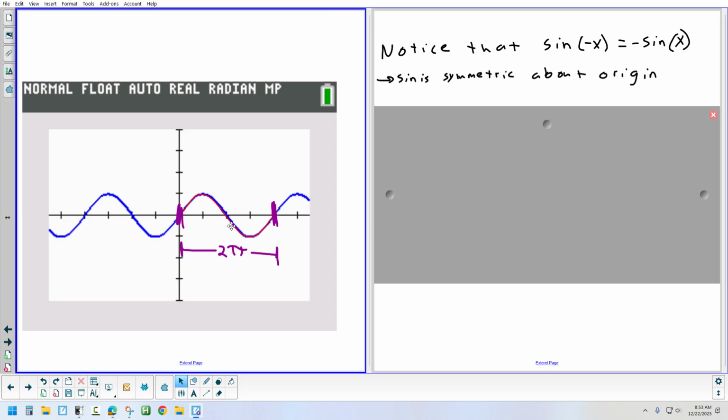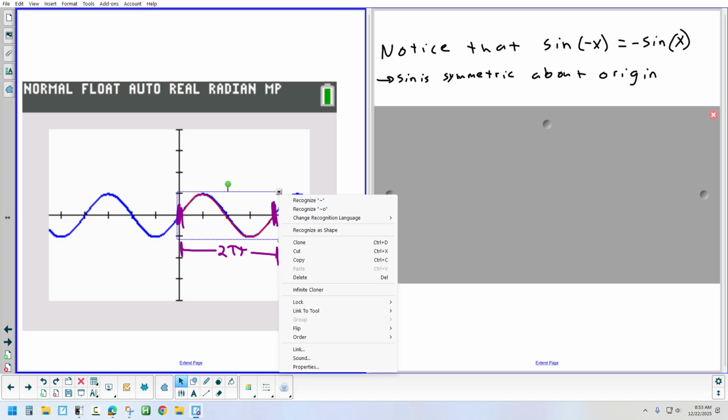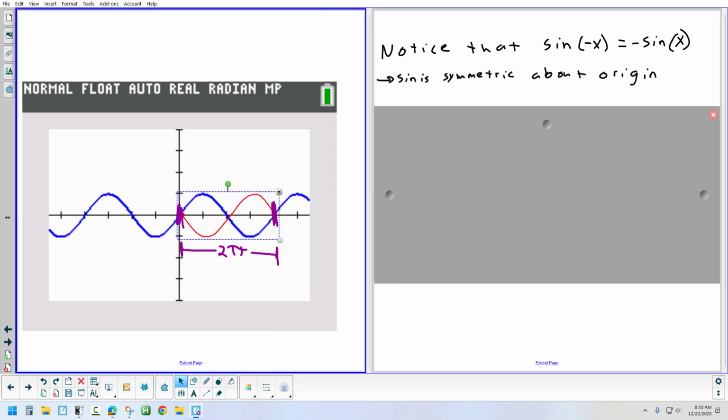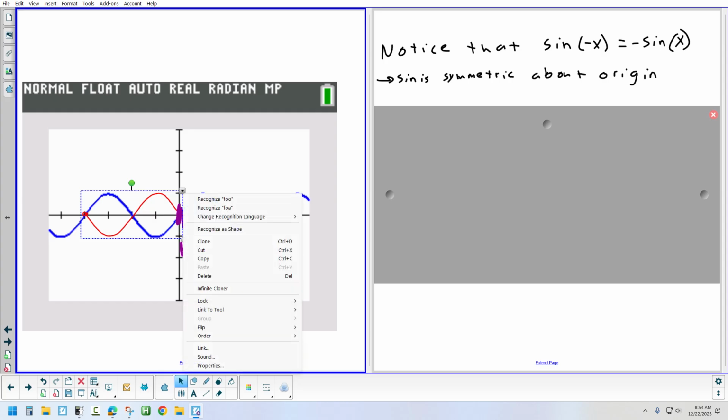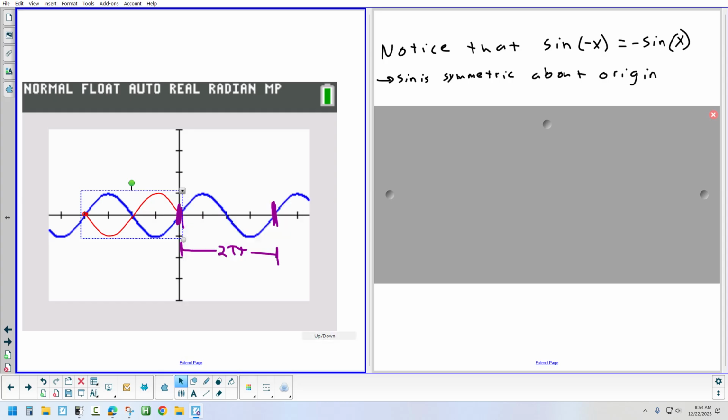So let me take this part in red. Let me flip it left, right. So what I wanted to do is reflect it over the y-axis, and that's how it would look. And now let me reflect that over the x. So let me flip it up to down. Looks exactly the same. Okay? So because you can do that double reflection and it looks the same, that's called symmetric over the origin.